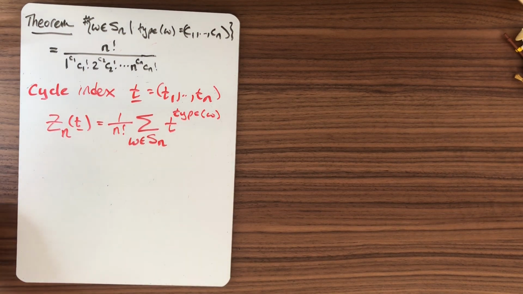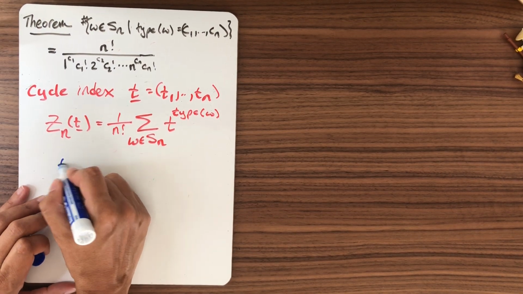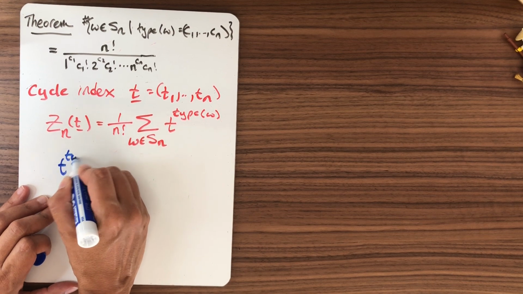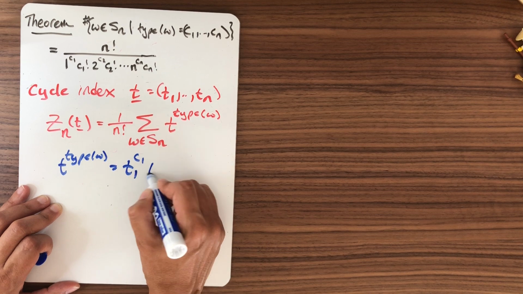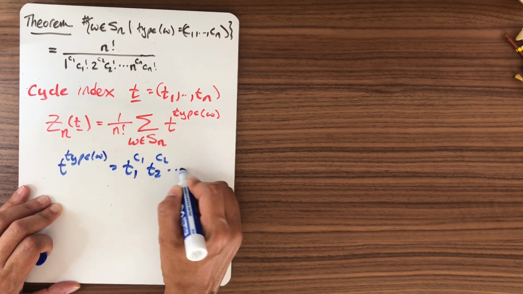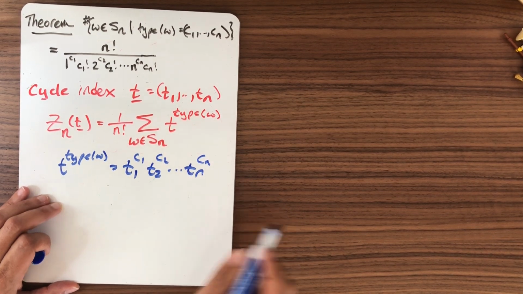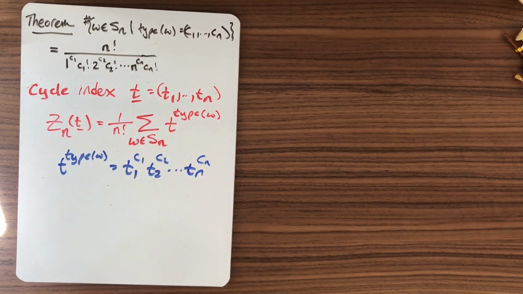So t to the type of w, this is t1 to the c1, t2 to the c2, and so on. Maybe that's worth writing down. So t to the type of w is just t1 to the c1, t2 to the c2, tn to the cn. Whenever we're raising a variable to a composition, we just think of our variable as actually a sequence of variables. And then this is what we get. Let's do some examples to compute this out.